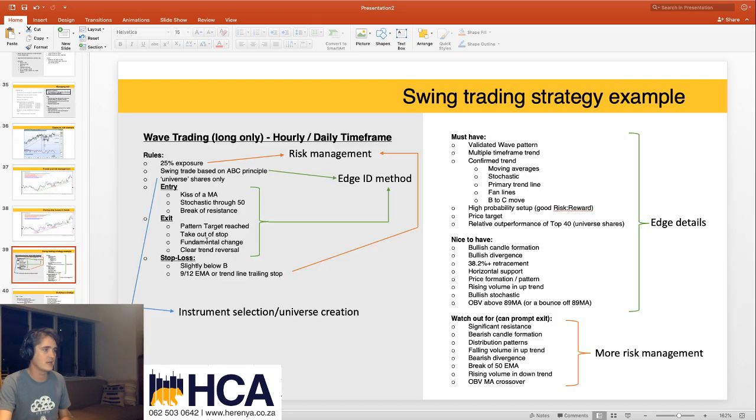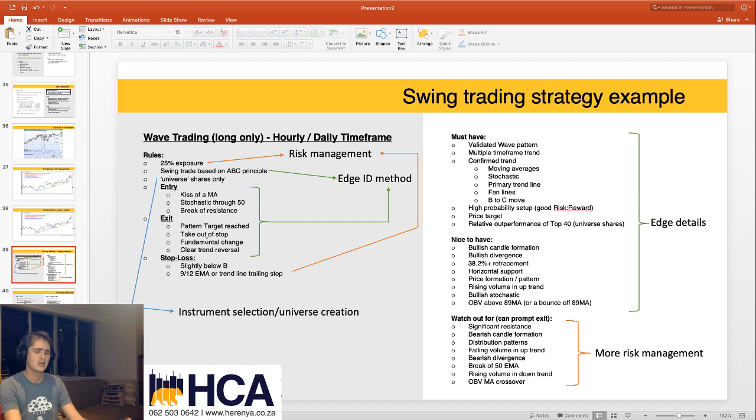We also then looked at the building blocks of a trading strategy. So the building blocks of a trading strategy that has a risk management element to it. It has an edge identification method element to it. It also has details about how your edge is.